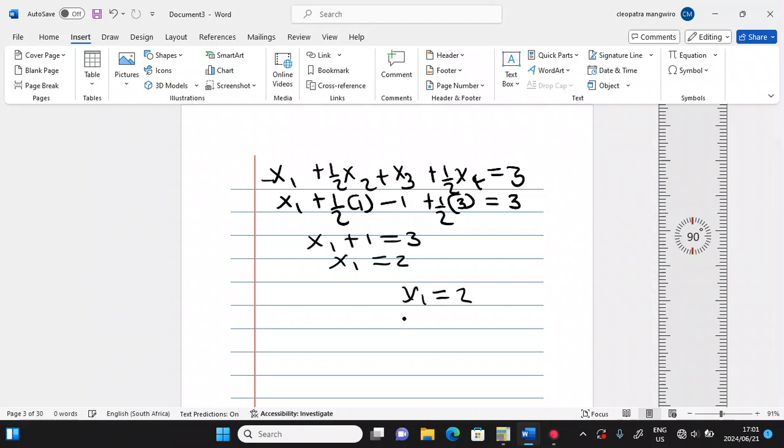So we have our answers: x1 is equal to 2, x2 is equal to 1, x3 is equal to minus 1, x4 is equal to 3.